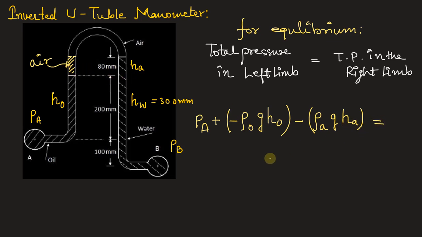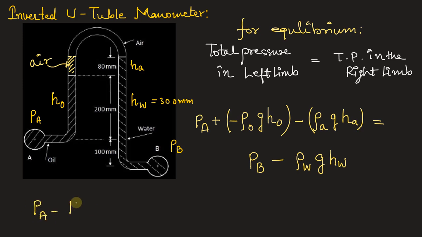and this will be equal to, now we'll write the pressure in the right limb. So PB, pressure in pipe B which contains water, minus the hydrostatic pressure because of this rise of this water in the right limb, this will be rho W G into HW. Now we need to calculate PA minus PB, and all the values in the problem are given. So let's do that.